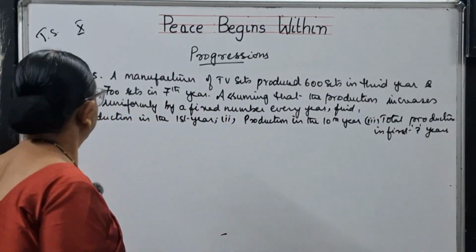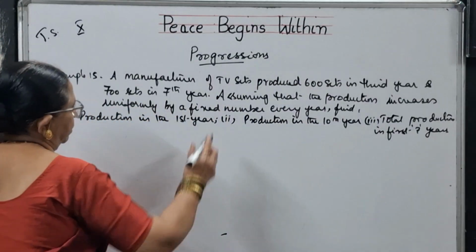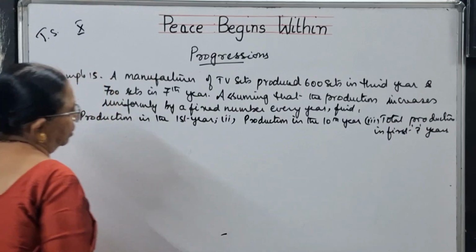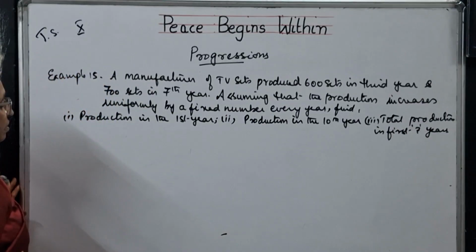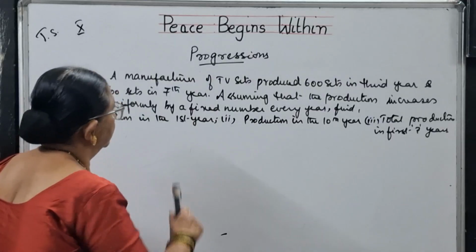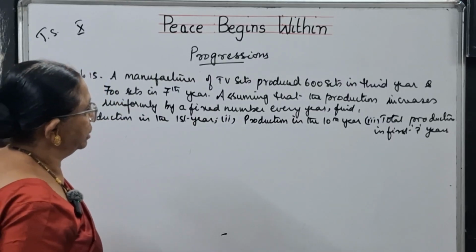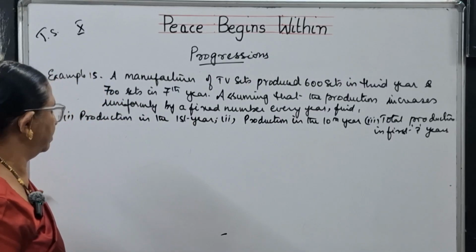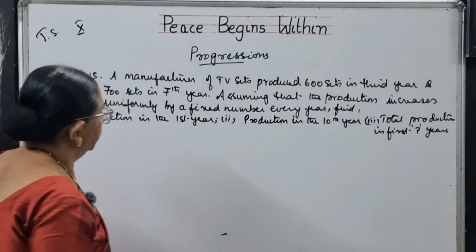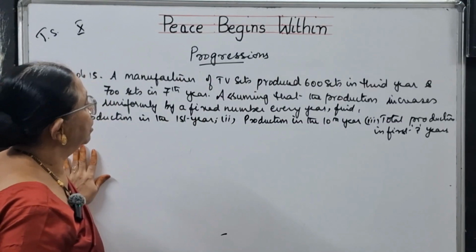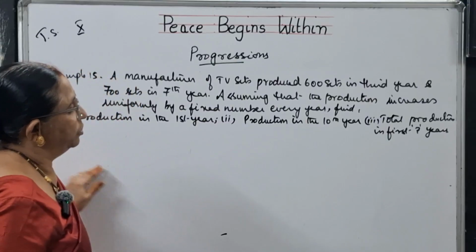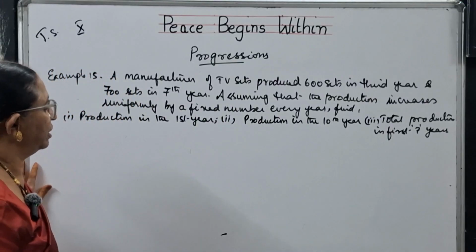Now, example 15, children. A manufacturer of TV sets produced 600 sets in the third year and 700 sets in the seventh year. Assuming that the production increases uniformly by a fixed number every year, find the production in the first year, the production in the 10th year, and the total production in the first 7 years.